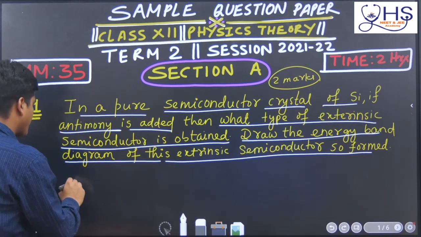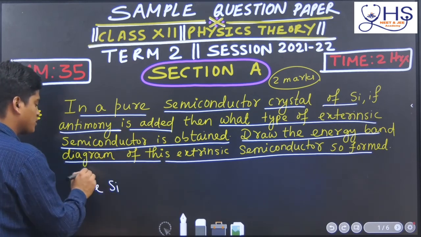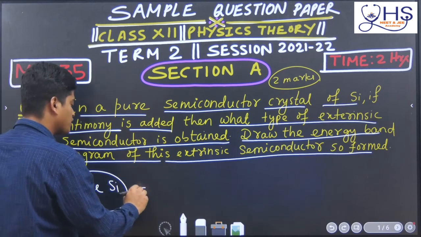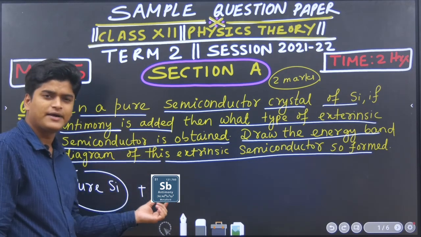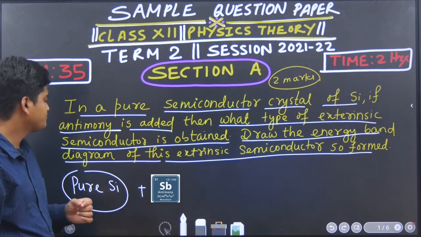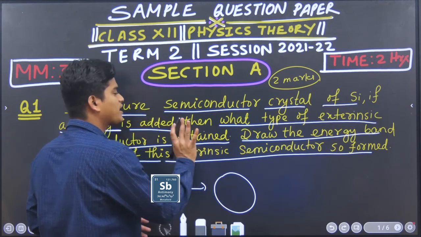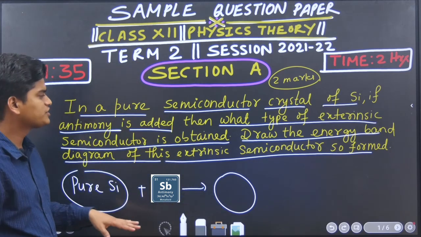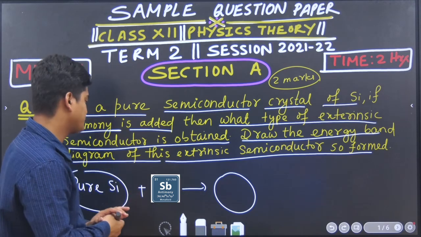In the first part they are asking: you have a pure silicon, basically an intrinsic semiconductor, and in this semiconductor you are adding antimony, which is a pentavalent impurity. If you add it, what is formed? That is one question. And another question is to draw the energy level diagram. So there are 2 parts, and you have to give 2 answers.